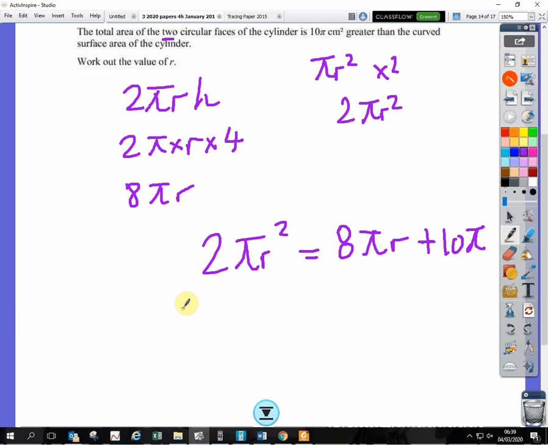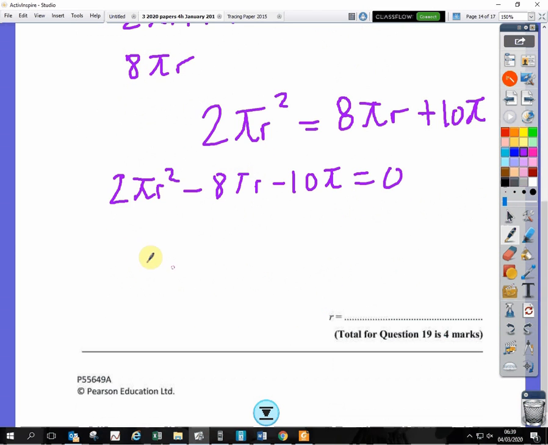Okay, so I've got a little equation here, and we can solve this. It doesn't look like a quadratic yet, but it is in fact a quadratic. So if we shift it all onto one side, we have 2 pi r squared minus 8 pi r minus 10 pi equals 0. What you can do here is divide everything by 2 pi.